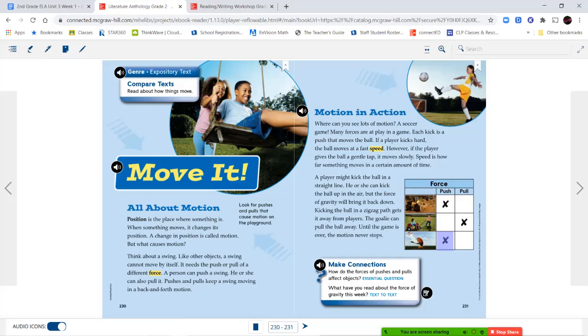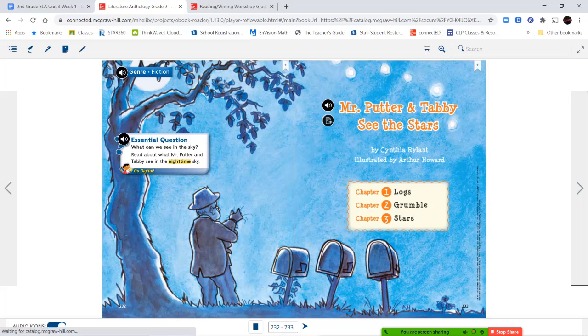Now remember, when we're talking about different kinds of pushes and pulls, if you're not sure which one is which, one way to help you remember is that when you push something, you're moving it away from yourself. And when you're pulling something, you're bringing it closer to your body. So those are good clues to help you remember the difference between pushes and pulls.